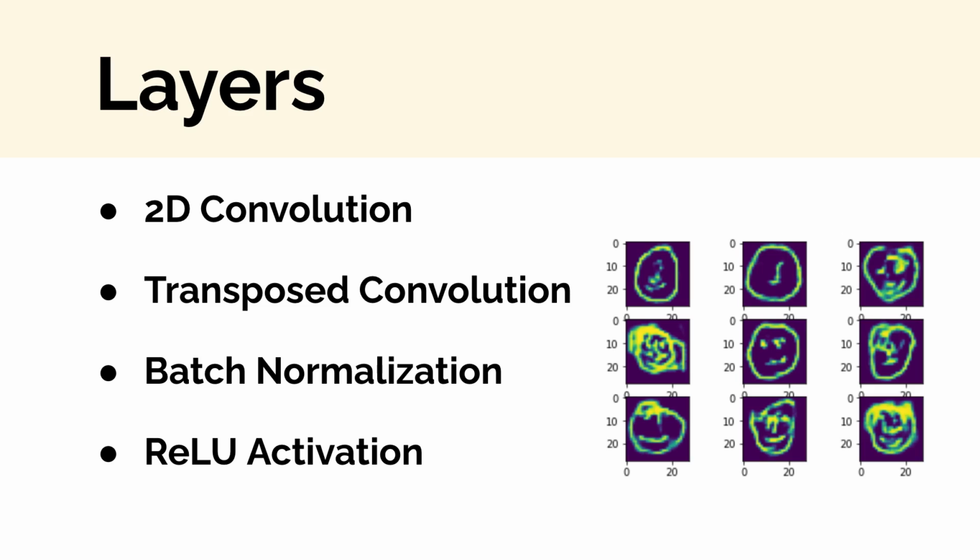So let's look at these 4 different layers. We're going to have a 2D convolution layer, transposed convolution layer, batch normalization layer, and a ReLU activation layer. And we will have several repeats of convolution so that we can convolute incrementally over time.